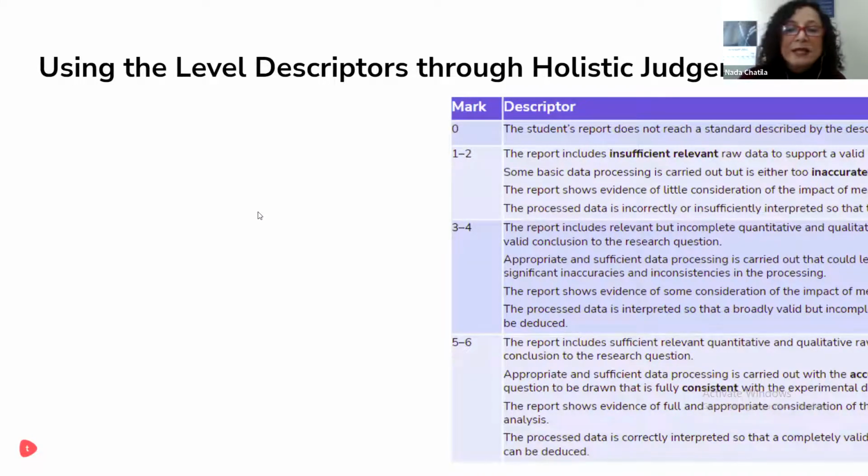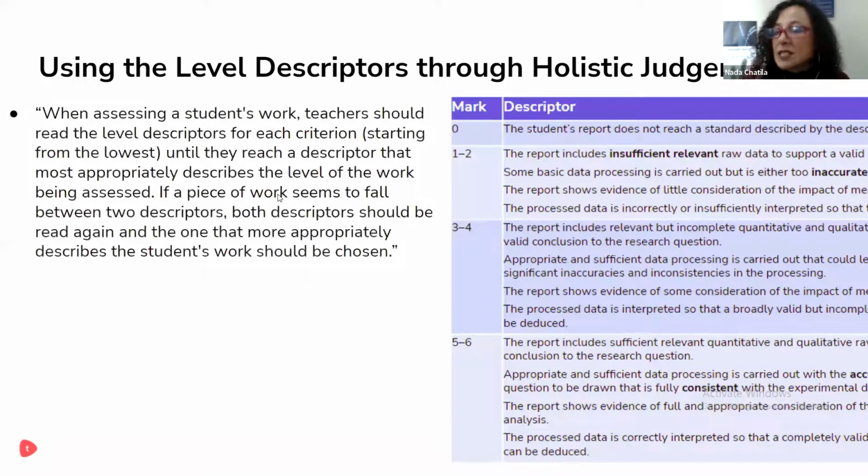The IB guidance, for both teachers and moderators alike, is that we are always reminded that we should read the level descriptors from the lowest upwards until we identify the descriptor that best describes the level of the student's work being assessed. If a piece of work seems to fall between 2 descriptors, then we need to go back to the student's work and collect more evidence that would support our choice for one or the other.